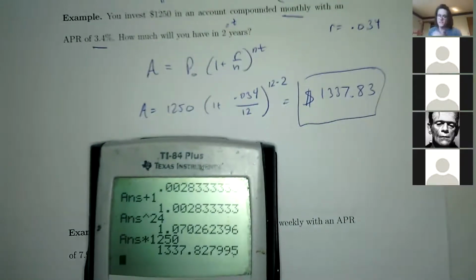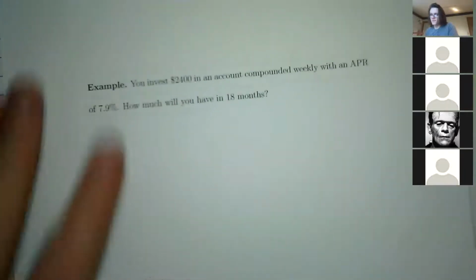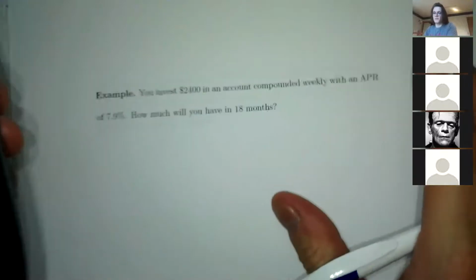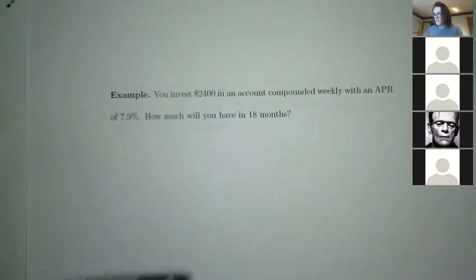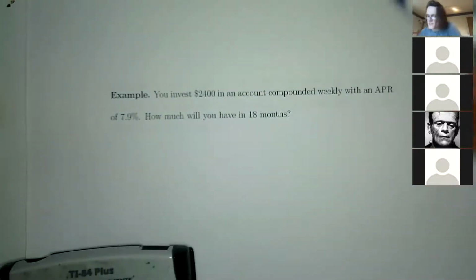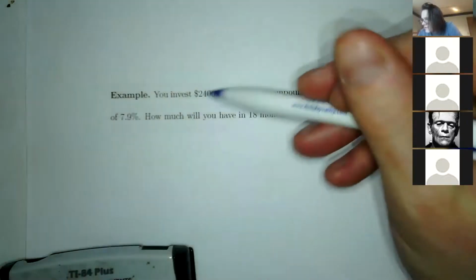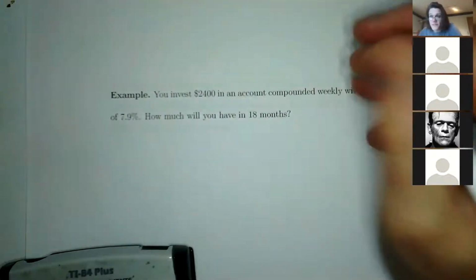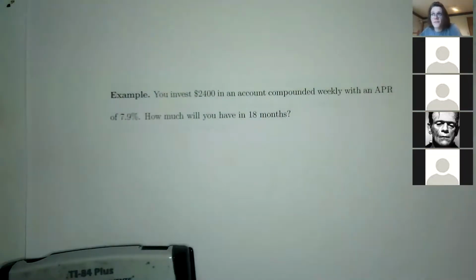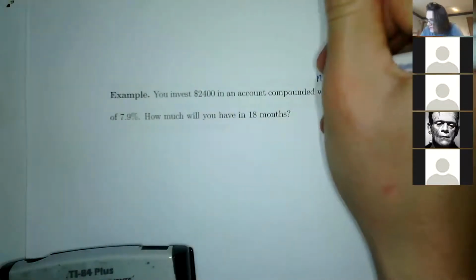Cool. All right. So again, we're just going to play around with the equation a little, do some different examples that do different things, just to make sure we're all familiar with how it works. So this one is similar. You invest 2,400 in an account, compounded, but now weekly. So think of how many times a year that's going to happen. How many weeks in a year? 52. Yeah, right. So our N is just 52.